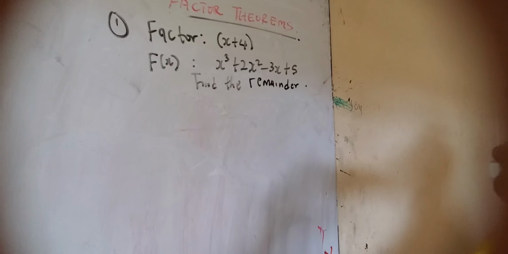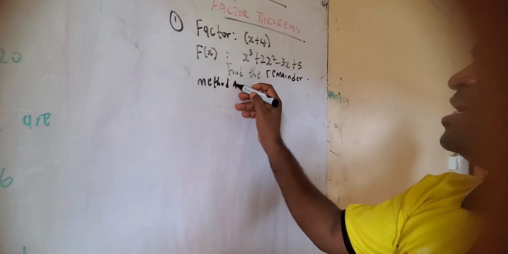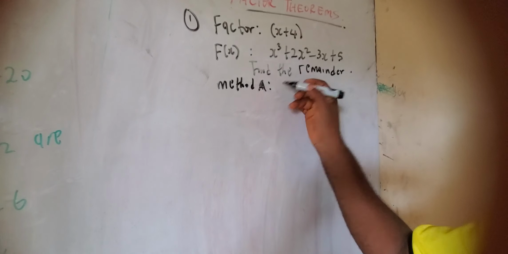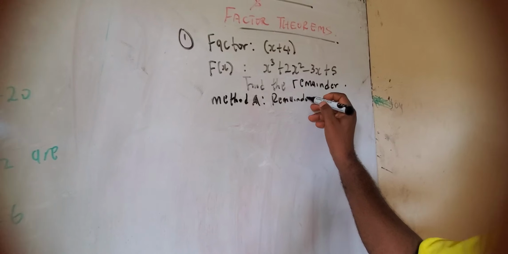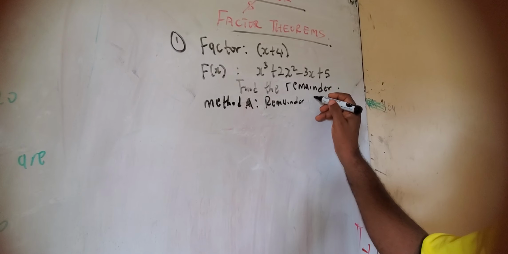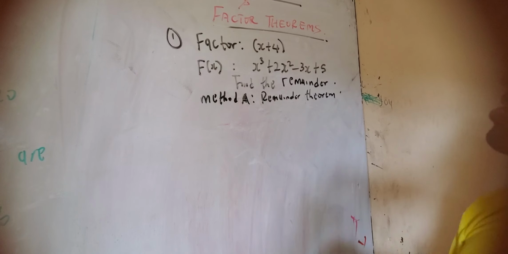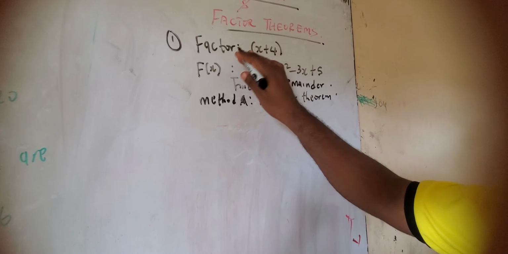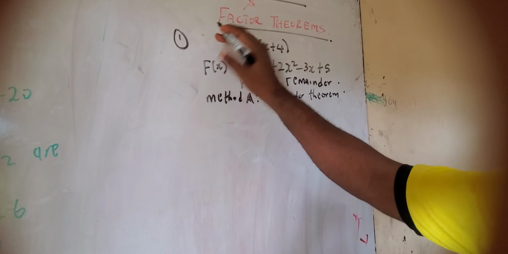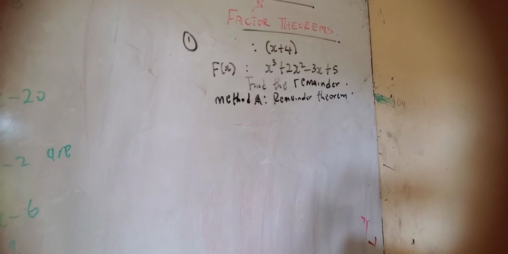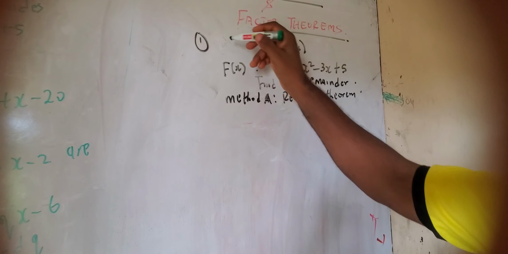This is the procedure. There are two methods. Method A, we can use what is called the remainder theorem. So the theorem is this. When you are doing the remainder theorem, this one is not a factor, it's a divisor. It becomes a factor when the remainder is 0. So this one is actually a divisor.